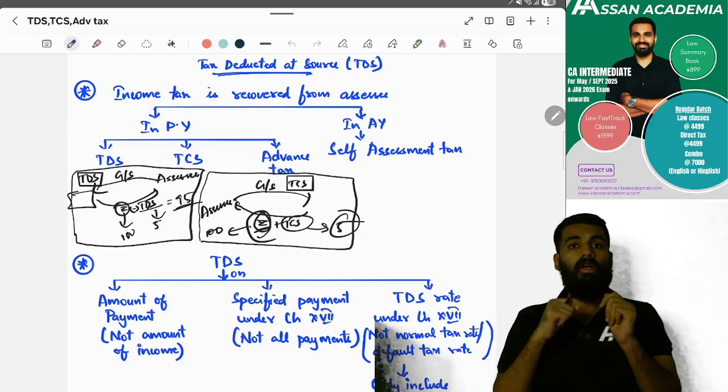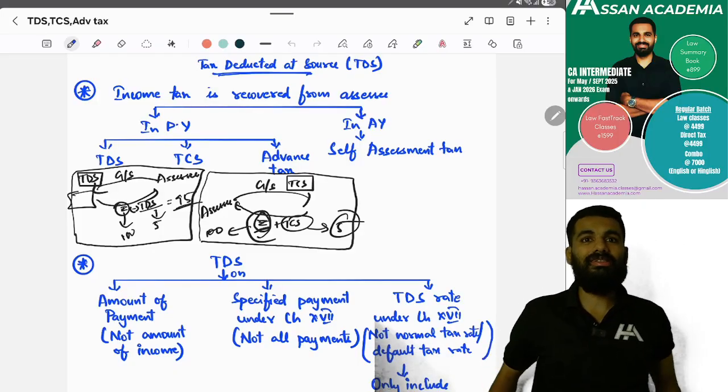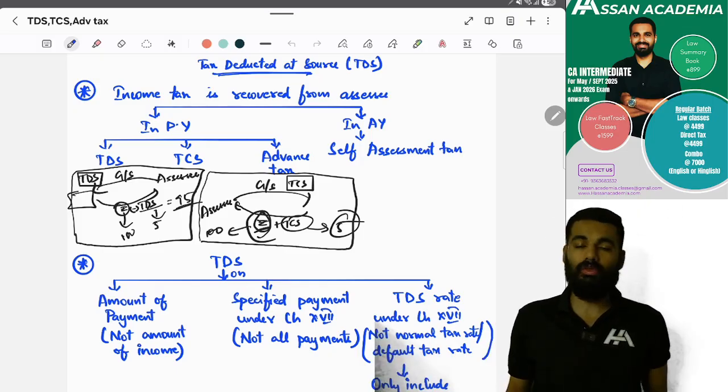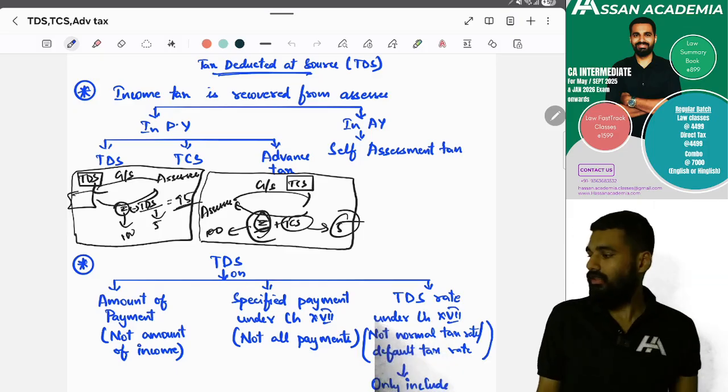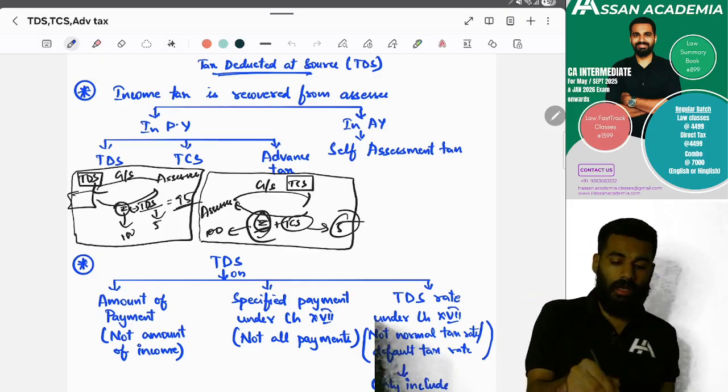Yeah, good. So, in this video, we are going to revise TDS, tax deducted at source, TCS, tax collected at source, and advance tax. So, what is TDS, sir?